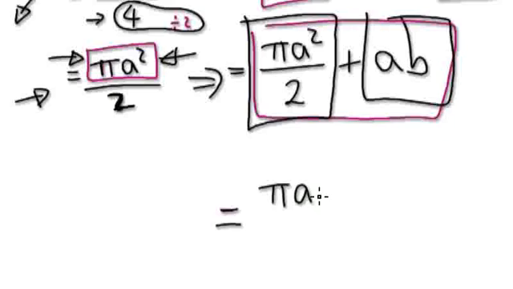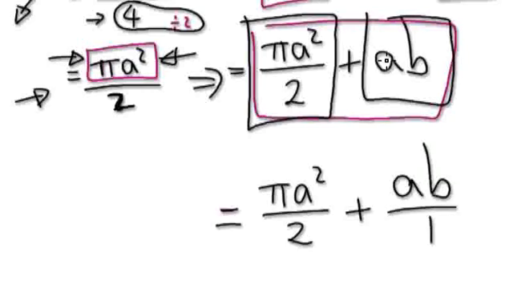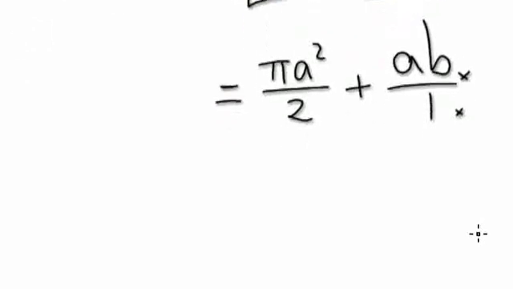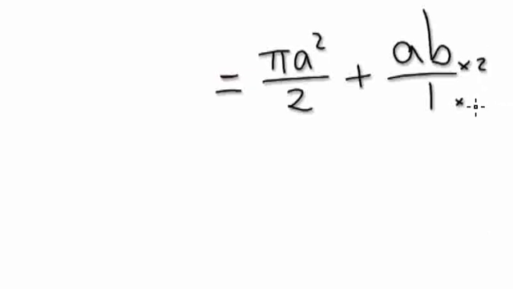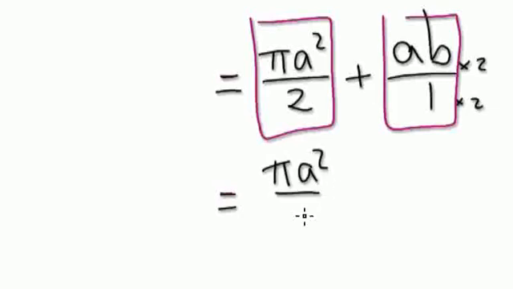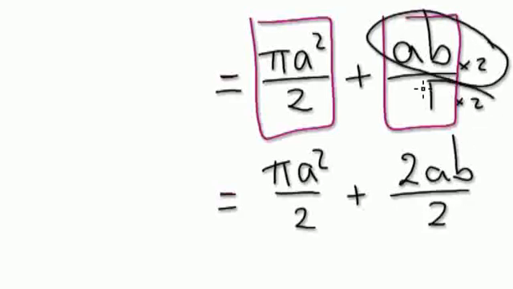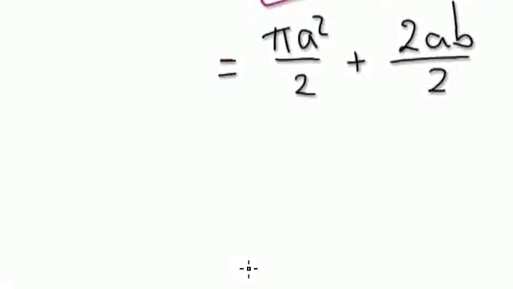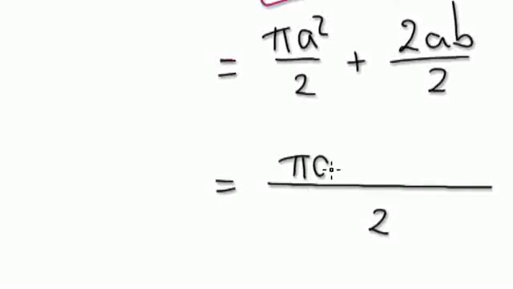So at the moment, take this down, and then use a trick to turn AB into a fraction. Times top and bottom by the same thing, by 2, so that we can add this fraction to this fraction. So this one would be pi A squared over 2 plus 2AB over 2. Now the two denominators are the same, so you can merge them together: pi A squared plus 2AB.